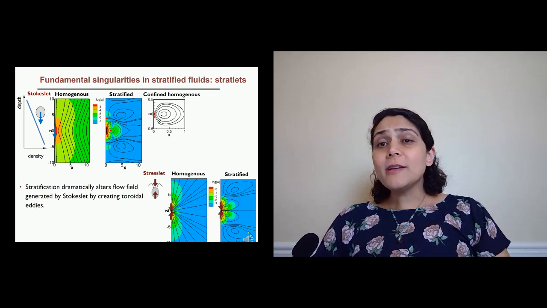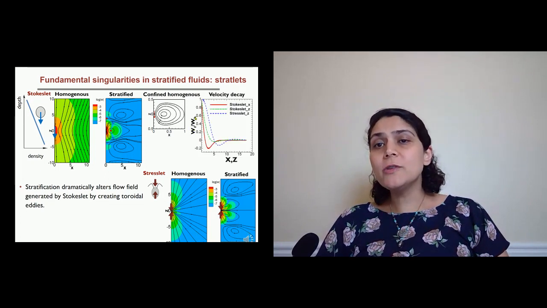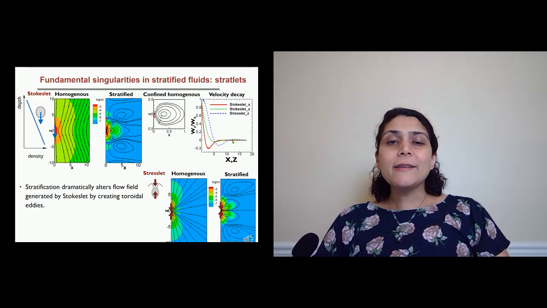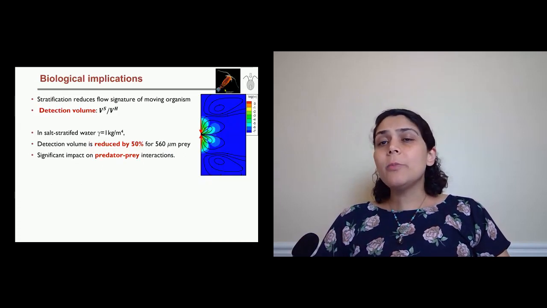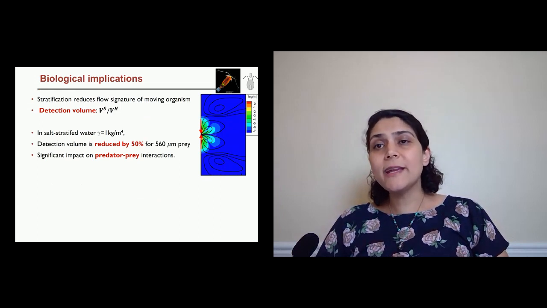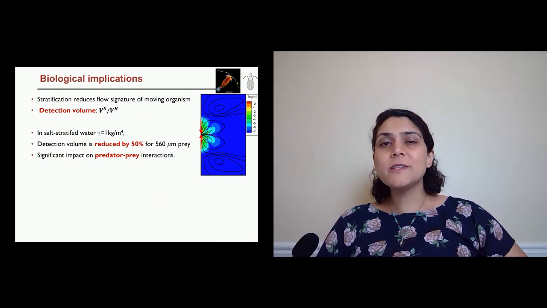If you look at the velocity disturbances generated in stratified fluid normalized by the one in homogeneous fluid, we see velocity decays much more rapidly and is suppressed. That can affect the life of these organisms in different ways. One way is that many of these organisms, like copepods, detect their predator or prey using mechanosensing. So they have these antennae, and there are these little hairs on those antennae which detect flow disturbances.